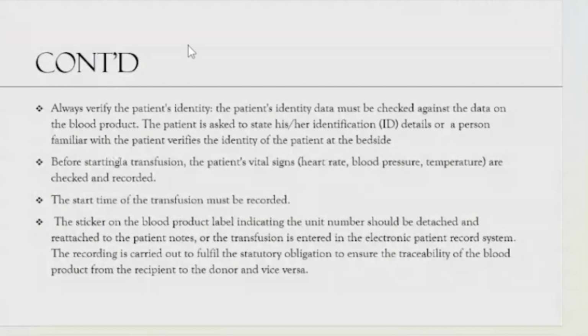And before starting the transfusion, the patient's vital signs such as heart rate, blood pressure, and temperature should be checked and recorded. The start time of the transfusion must also be recorded, and the sticker of the blood product label indicating the unit number should be detached and reattached to the patient's notes, or the transfusion is entered into the electronic patient record system. The recording is carried out to fulfill the statutory obligation to ensure that we have given this blood product. This is for our own well-being, that the hospital has given this blood product and we can trace it.